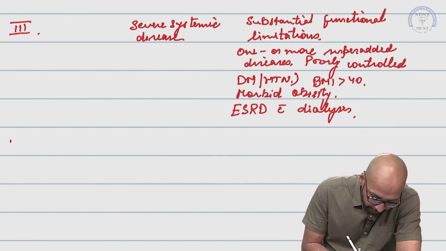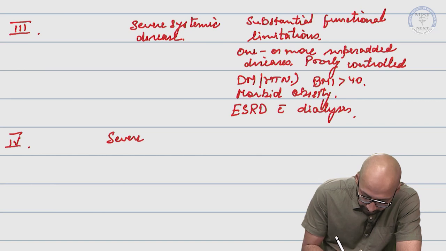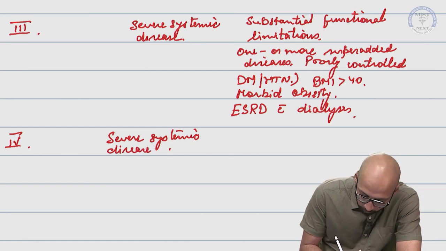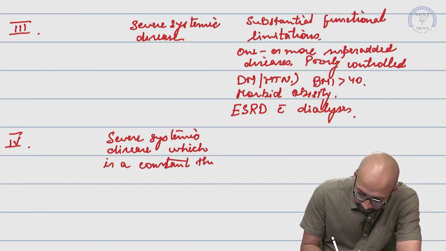Now what is ASA grade 4? ASA grade 4 is severe systemic disease which is a constant threat to the patient's life.